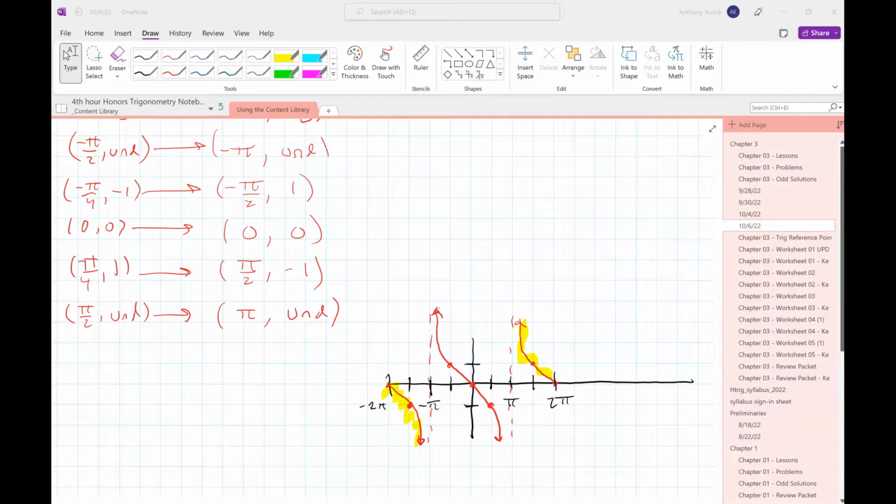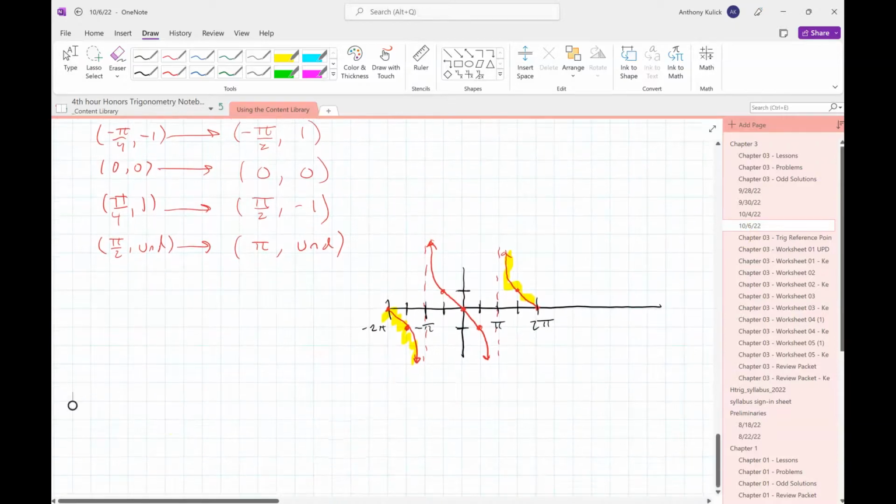How did you know that your asymptote was at negative pi? Because it's undefined. Undefined tells me where the asymptote is. Yeah, good question. That's certainly important. Should I be putting the asymptotes? It's just where the function is undefined.